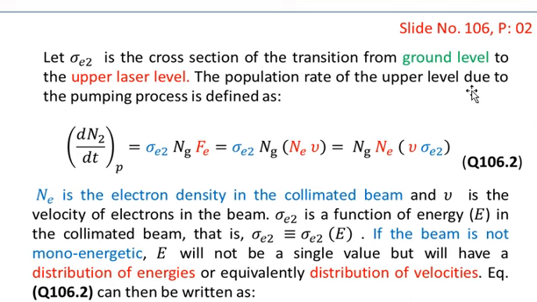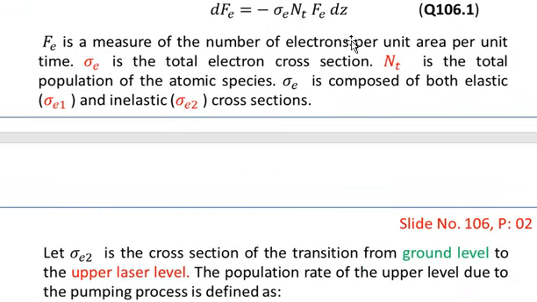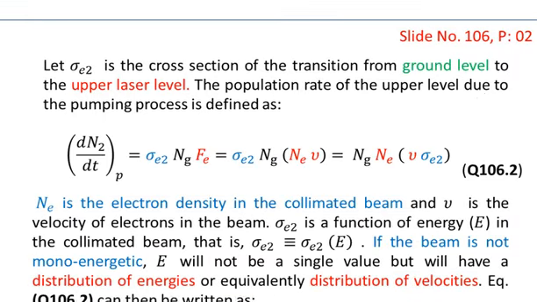The population rate of the upper laser level due to the pumping process is defined as dN2 over dt, that is, the rate of change of N2 population due to the pumping process, P, is equal to sigma E2 times Ng times Fe, where sigma E2 has already been explained, that it is the inelastic cross-section. Ng is the population in the ground state and Fe is the electron flux.